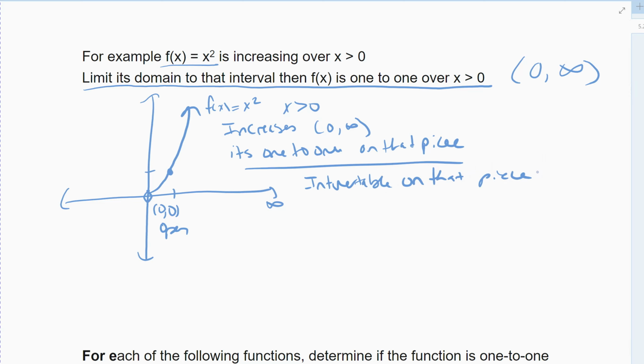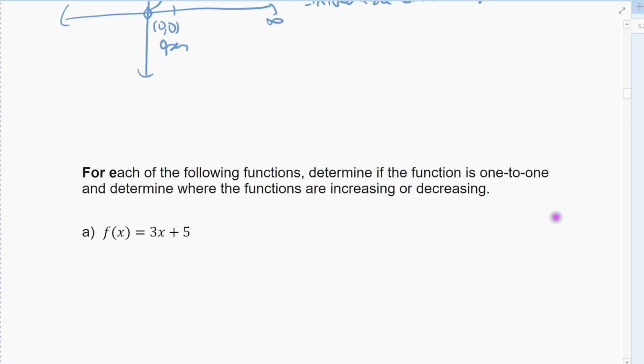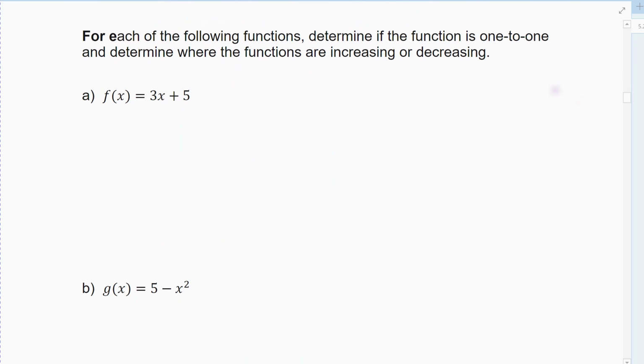So we're just going to look over a few examples determining if they're one-to-one. If they're not, can we determine where they're increasing and decreasing, where we could force it to be one-to-one. Alright, so the first example is a line, and hopefully you recognize that a line is one-to-one. It is one-to-one if you graph it to test it out.